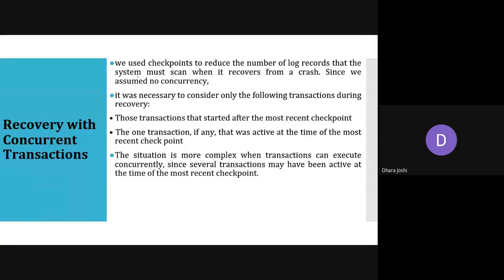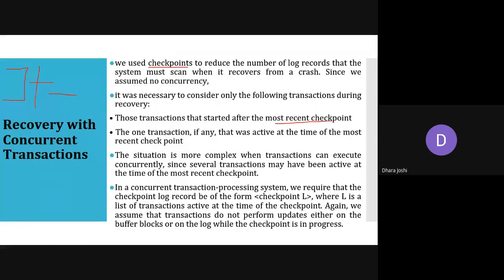And then recovery with concurrent transactions. What are concurrent transactions? The multiple transactions which execute in parallel are called concurrent transactions. If multiple transactions are running and we know the concept of checkpoints, then to recover them we check for the most recent checkpoint, and the transactions that were active when the checkpoint occurred, or started after it. We need to consider only these transactions. We are not worried about the previous transactions that successfully completed before the checkpoint arrived.